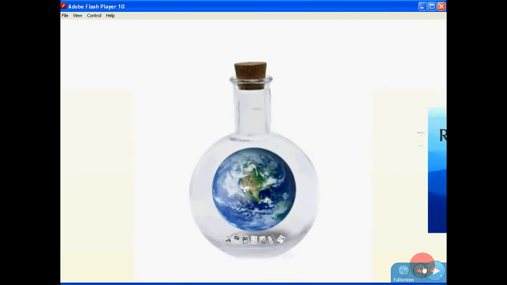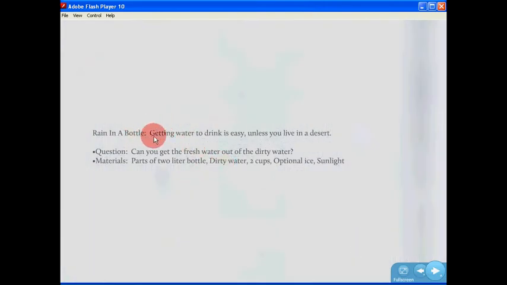We then introduced the question to rain in a bottle and noted that it's easy to get drinking water unless you live in a desert. So the question, can you get fresh water out of dirty water, is pretty simple, really easy to change. But we'll note that there's not many materials here. Basically a 2-liter water, some cups, and some optional ice and sunlight.